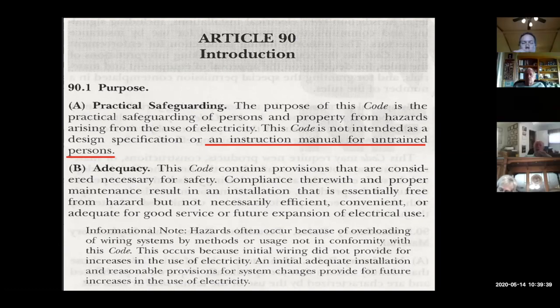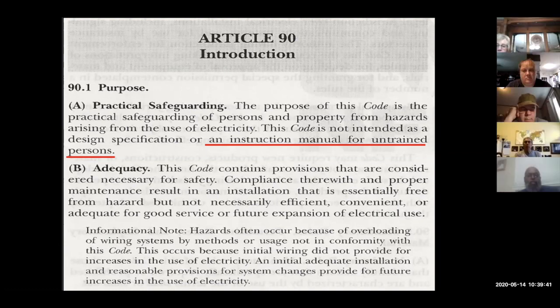We're not required to add anything for the future. I'm talking bottom line now, minimum stuff. You can always add more, and that's a good thing, but by the code, that's all we're talking about right here. And they make an informational note that hazards often occur because of overloading of wiring systems by methods or usage not in conformity with this code.